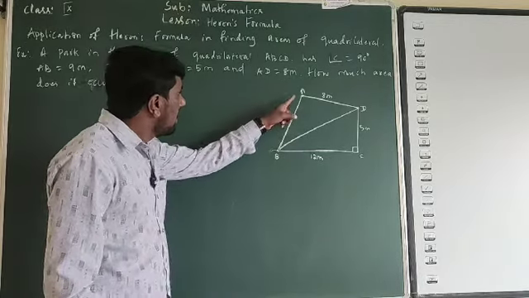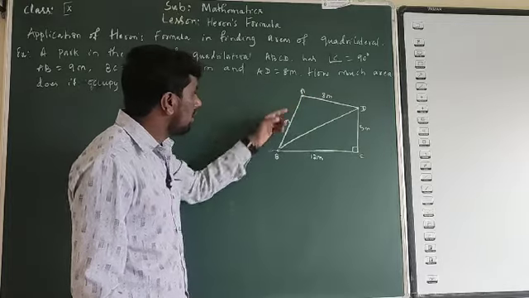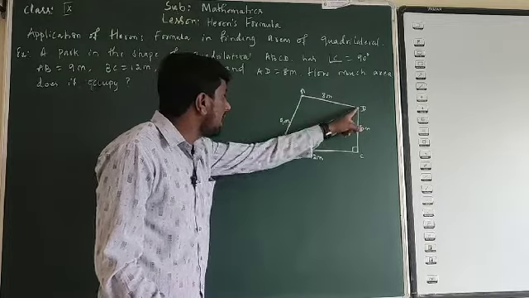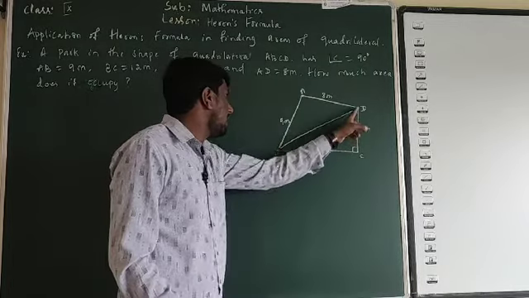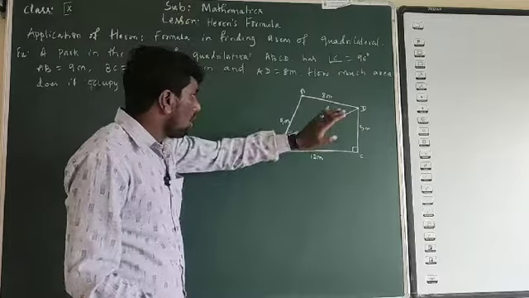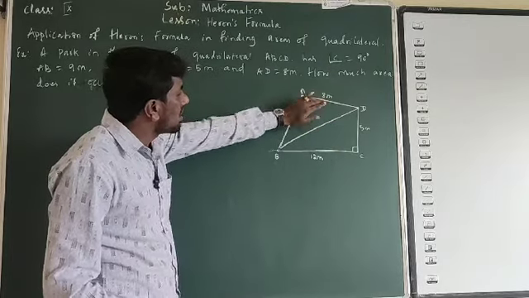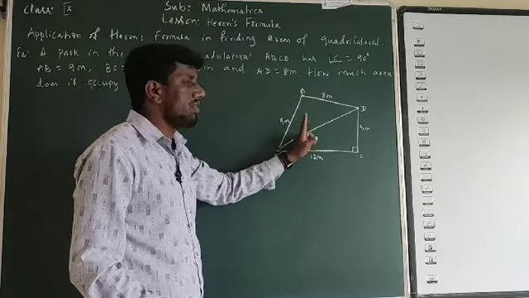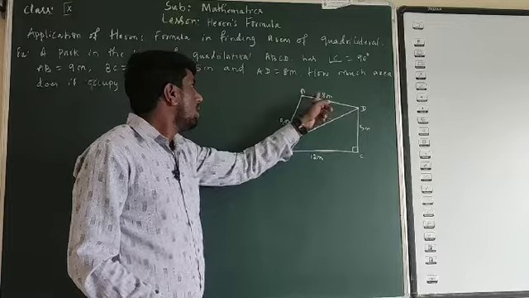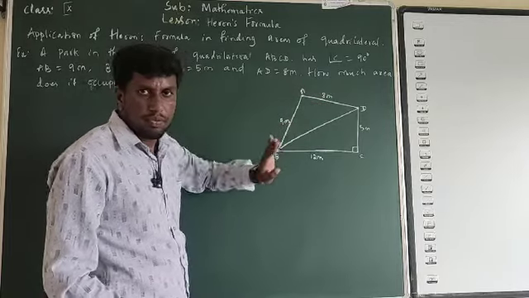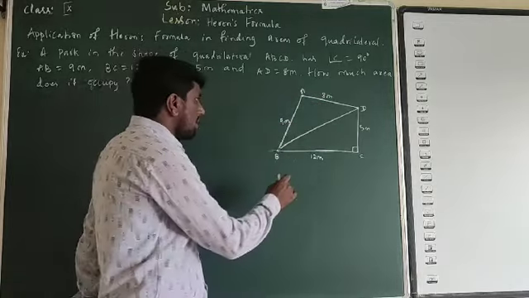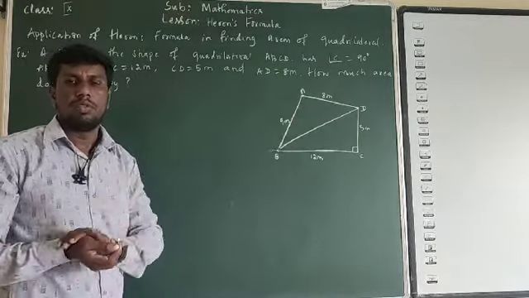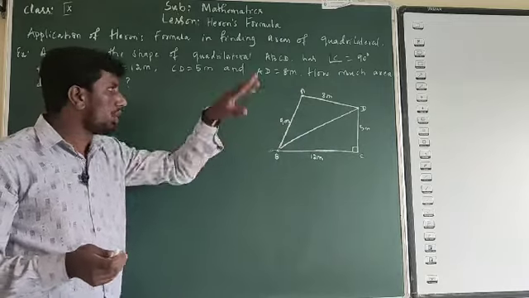Now you can observe that ABD is one triangle. BCD is another triangle. In fact, BCD is a right angle triangle. One angle is 90 degree. So I have one right angle triangle and one scalene triangle. Look at the different sides: 8 meter, 9 meter, and I don't know the value of this side. Now I have two triangles. I can find out the area of these two triangles separately, then add these two areas, and I will get the total area of the quadrilateral.